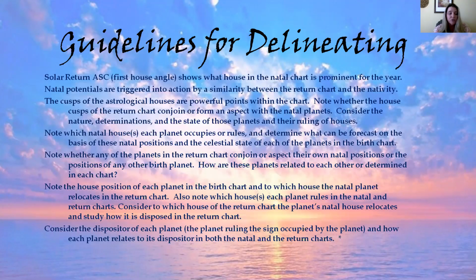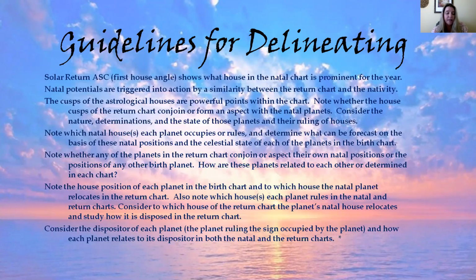Also, natal potentials are triggered into action by similarity between the return chart and the natal chart. The cusps of the astrological houses are powerful points within the chart. Note whether the house cusps of the return chart conjoin or form an aspect with the natal planets. Consider the nature, determinations, and the state of those planets and their ruling houses. Note which natal houses each planet occupies or rules, and determine what can be forecast on the basis of these natal positions and the celestial state of each of the planets in the chart.